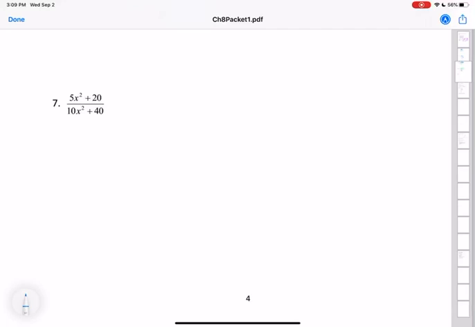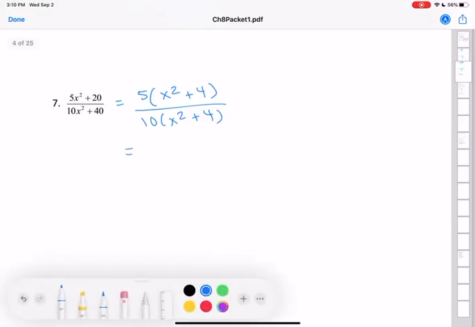So on this one, I think the only thing I can pull out of the top is just a 5, leaving me with x squared plus 4. And then on the bottom, I could pull out a 10, leaving me with x squared plus 4. Do you see what matches on the top and on the bottom? That x squared plus 4.